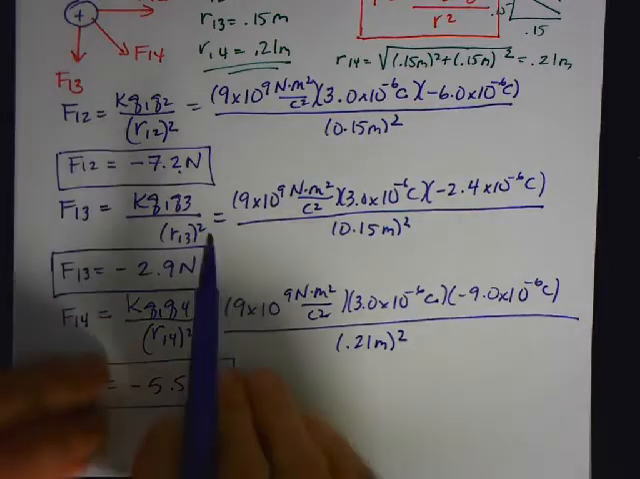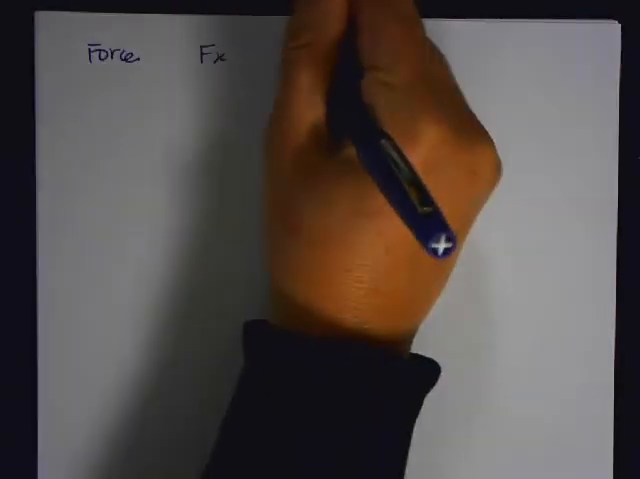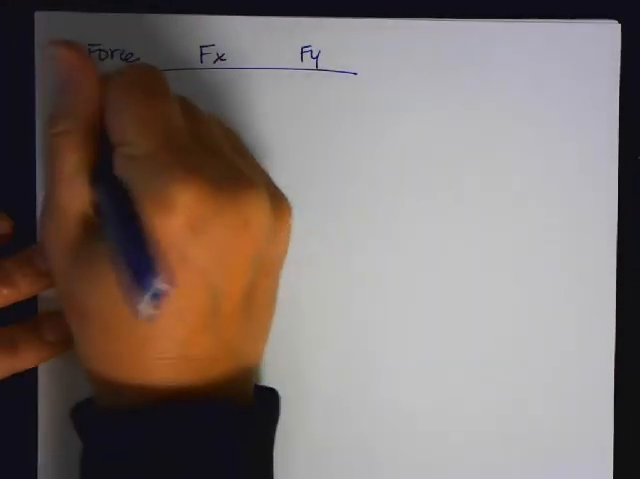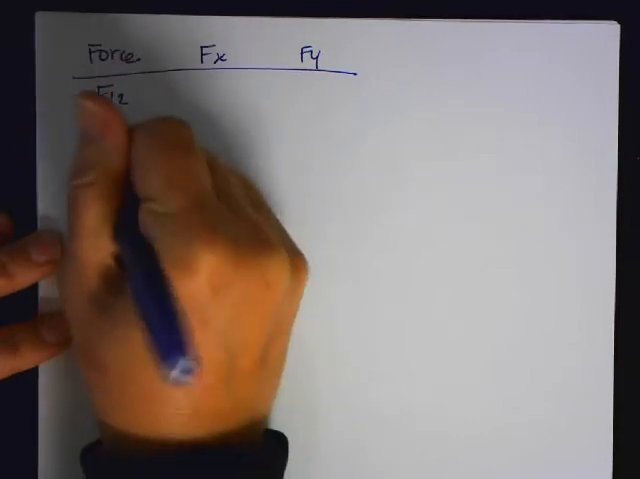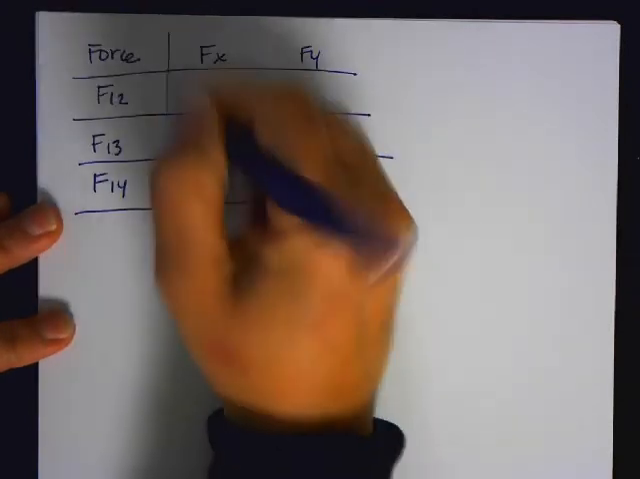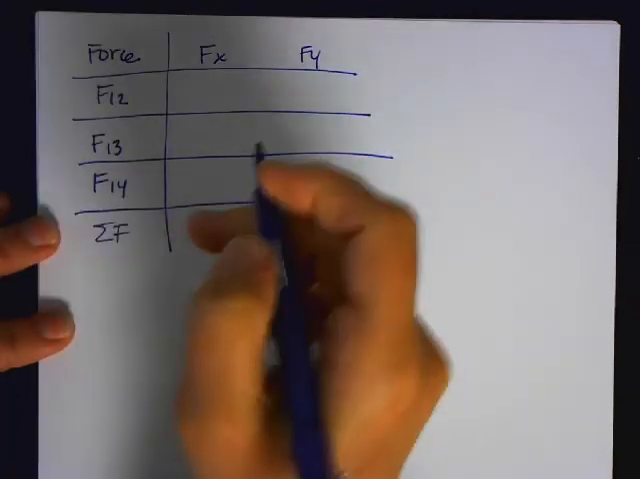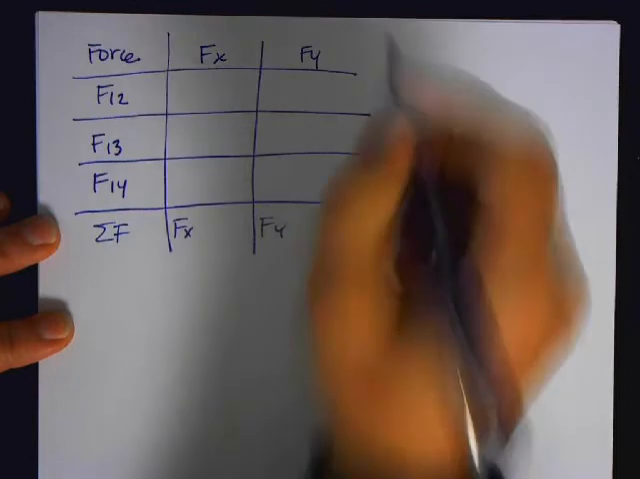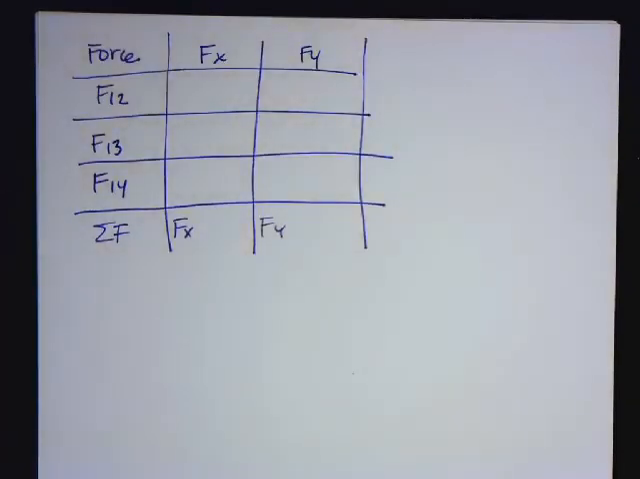All right, so now I'm going to make a table. It makes it so much easier. I'm going to have force, the X component, and the Y component. My forces are F12, F13, and F14. Why am I doing the table? Because at the end, I'm going to have Fx, which is the total F, and I'm going to have Fy. So let's start off with F12.